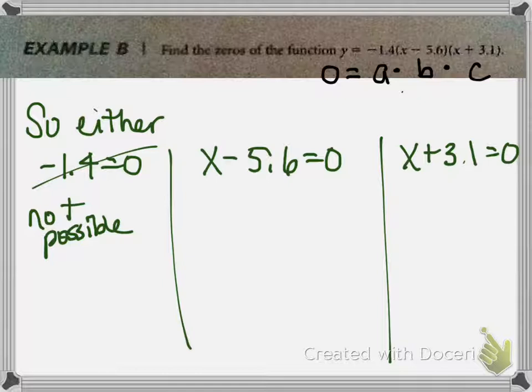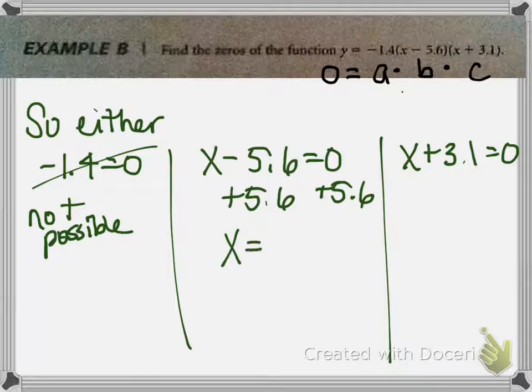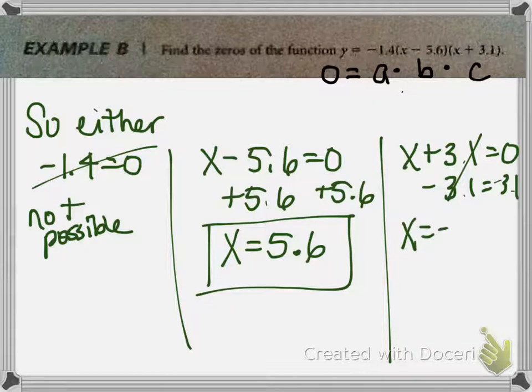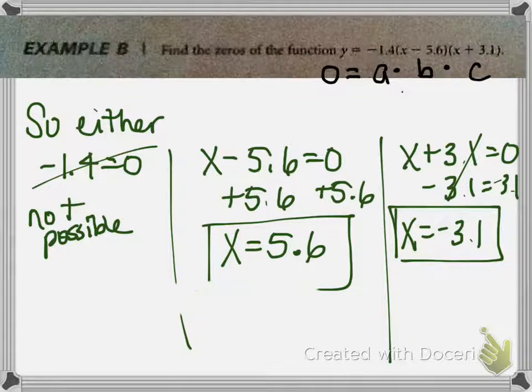X minus 5.6 equaling 0, well, I can solve that for x by adding 5.6 to both sides. So x could be 5.6. Here's one solution. Or this last one here, I could subtract 3.1 from both sides. So x could equal negative 3.1. So the zeros, or the solutions, or what are called roots of a function, are x equals 5.6 or x equals negative 3.1. So let's write that down on the bottom.